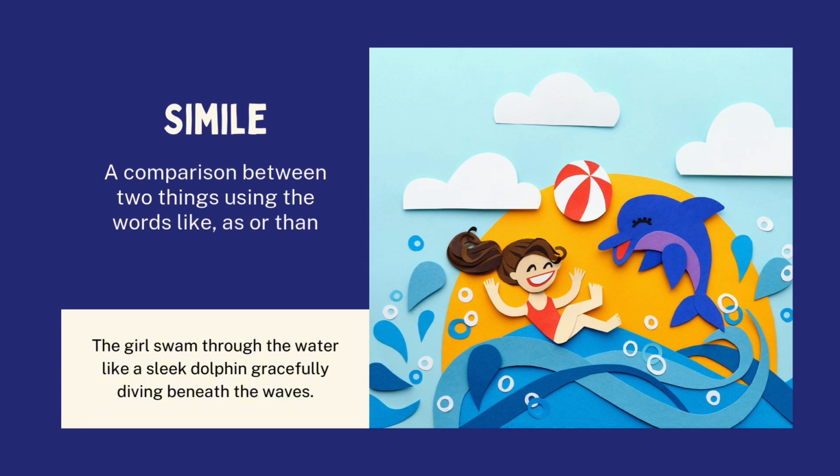Simile is comparing 2 things using the words like, as, or than. For example, the girl swam through the water like a sleek dolphin, gracefully diving beneath the waves. Here we're comparing the girl to a dolphin as she's swimming gracefully. See, kind of adds a little razzle-dazzle. That's what similes do. The key word is like. Similes always use like or as, so you have to watch out for those.